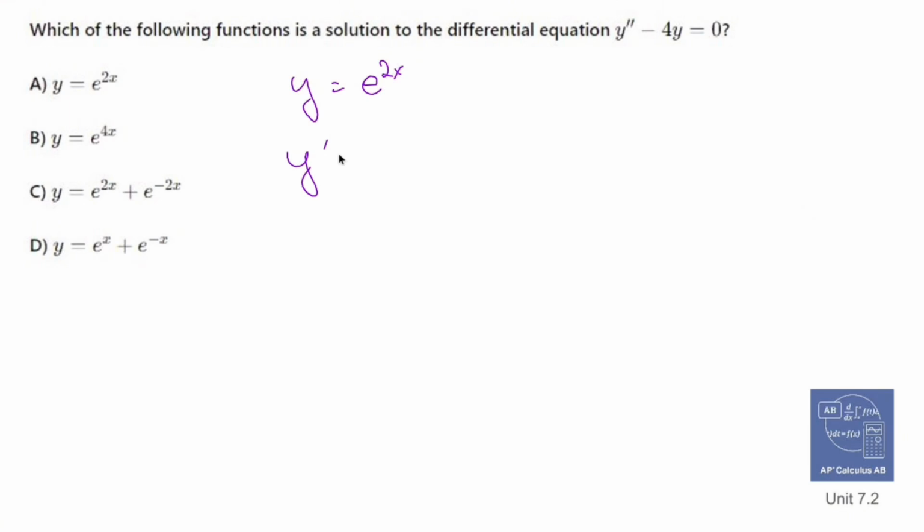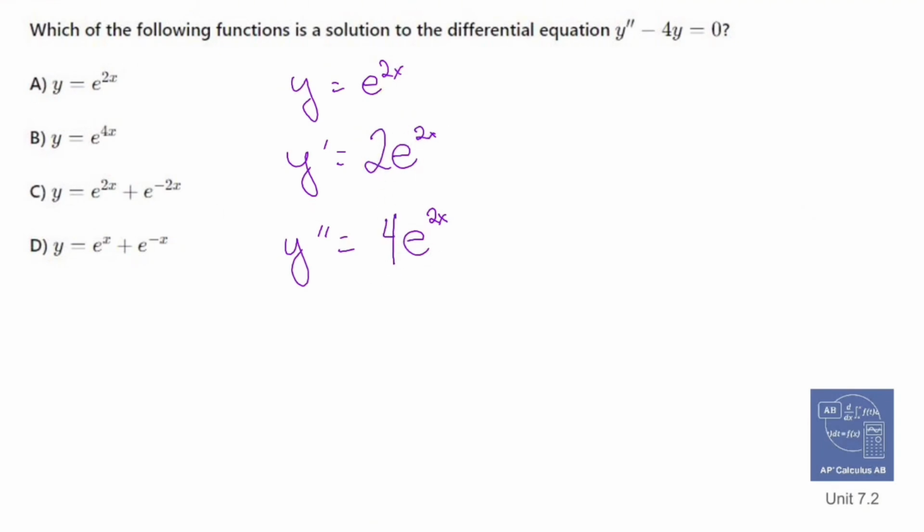Y prime is going to involve chain rule. Take the derivative of the outside, which is e, keep the inside, which is 2x, but multiply everything by the derivative of the inside, which is 2. Now let's do it again. Y double prime, take the derivative of the outside, which is e, keep the inside, which is 2x, multiply everything by the derivative of the inside. So 2 times 2 is 4.